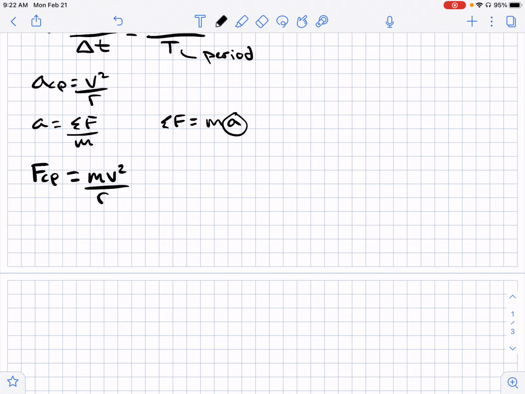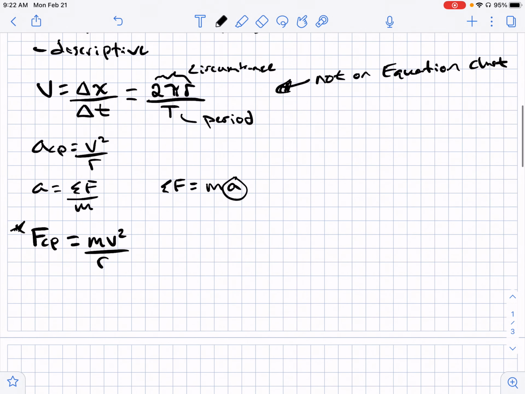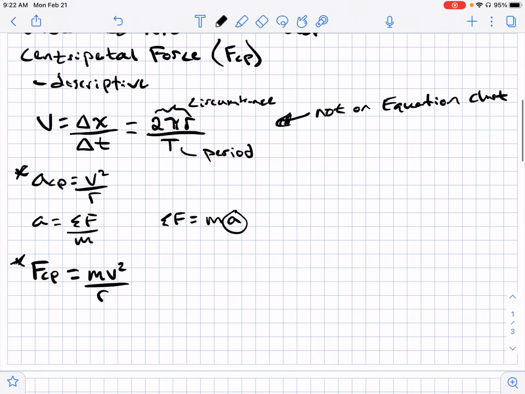So we have three new equations here, one for centripetal force. We also have one for centripetal acceleration. And then this other one, it's really the same equation we've been using. Velocity is displacement over time. It's just now my displacement is going to be the circumference of a circle divided by that period. So this one right here.